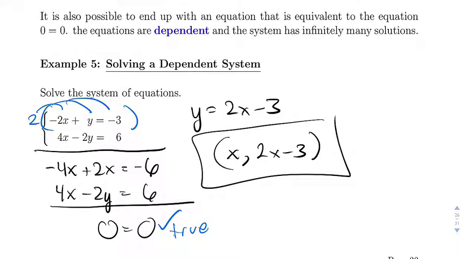Choose your favorite number. I'll choose 1. So when x is 1, then we see that y is going to be -1. So then the ordered pair that will work will be (1, -1). So then we'll have -2 minus 1 is -3, and 4 plus 2 is 6. So yeah, that was just one example. You can choose any real number for x, find the corresponding y, and you'll have infinitely many solutions there.